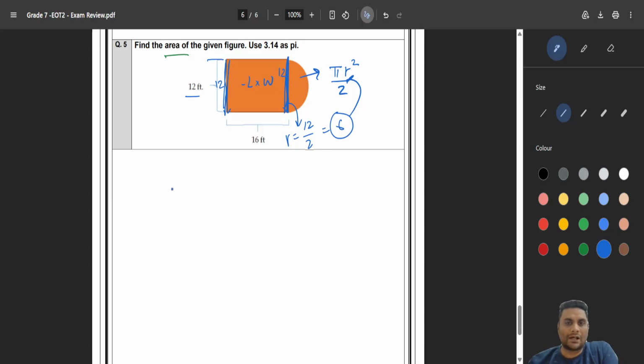Now let us solve it properly. How will you solve it in the exam? First of all, you will put area 1, that is, area of rectangle. Or you can write area of rectangle AR. How do we find it? Length multiply width. What is the length? 16. What is the width? 12.